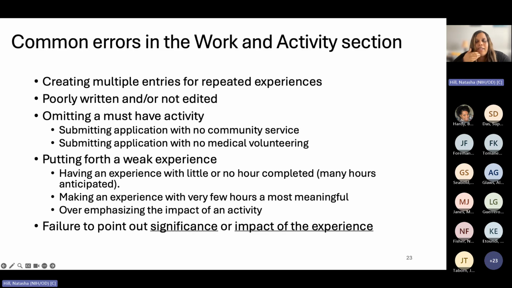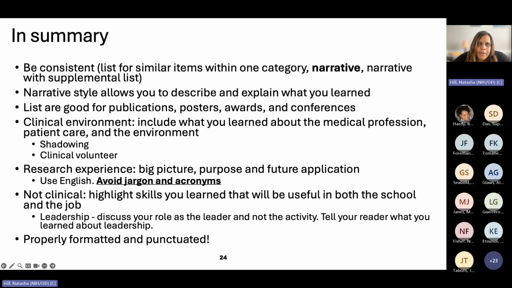We usually get activities where trainees have just explained what they've done with nothing about what they've learned. So make sure to put what you learned, why the experience is so significant, something about you in that experience. Okay, so in summary, be consistent.